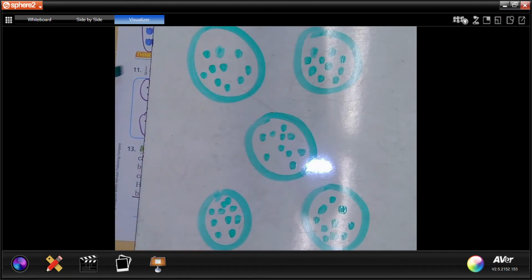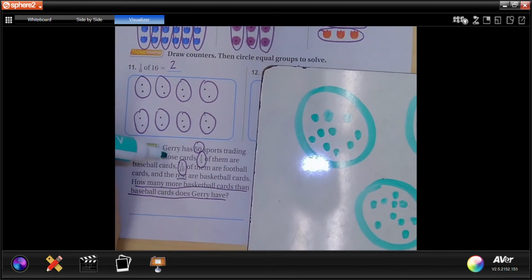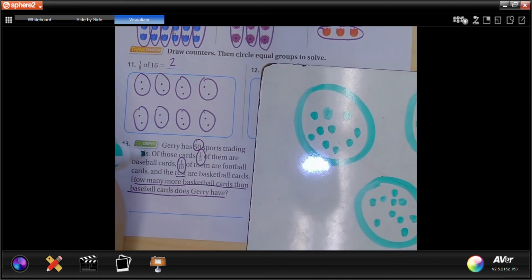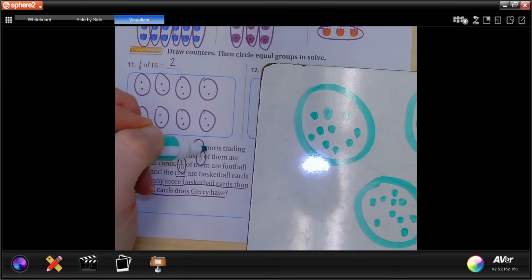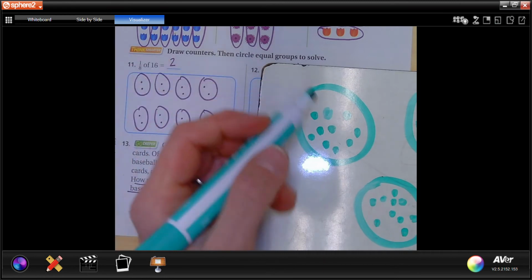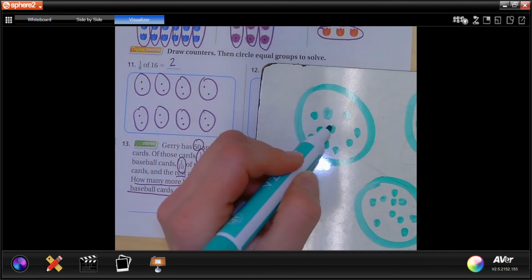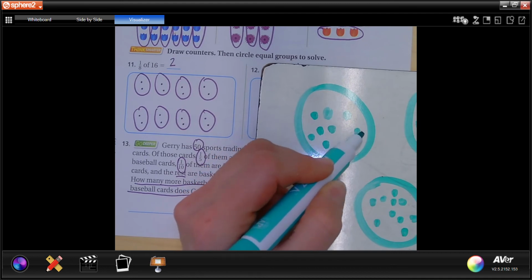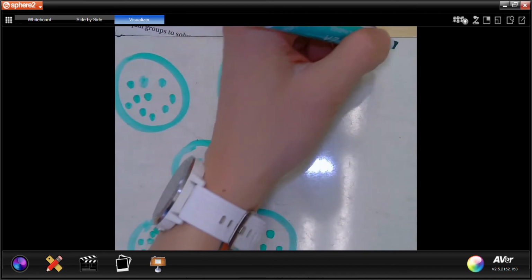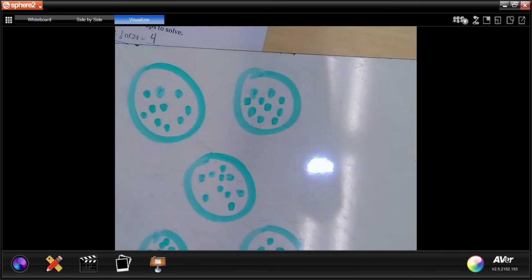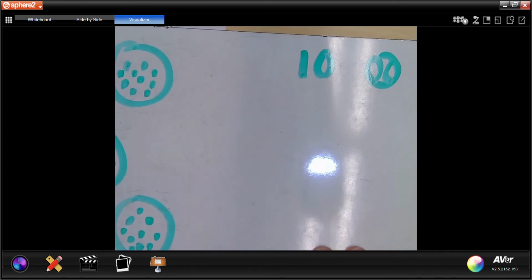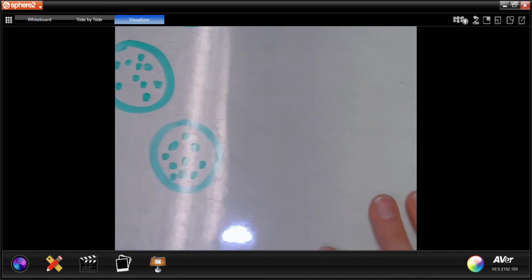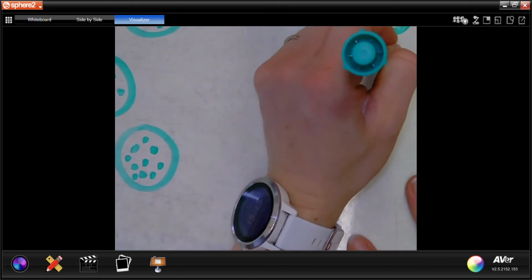All right, so Jerry has 50 cards. Of those cards, 1/5 of them are baseball cards. So we need to know how many are in one out of these 5 groups. 1, 2, 3, 4, 5, 6, 7, 8, 9, 10. We know that Jerry has 10 baseball cards. We're going to do this for a baseball. 10 baseball cards. Then we need to know how many are football cards.